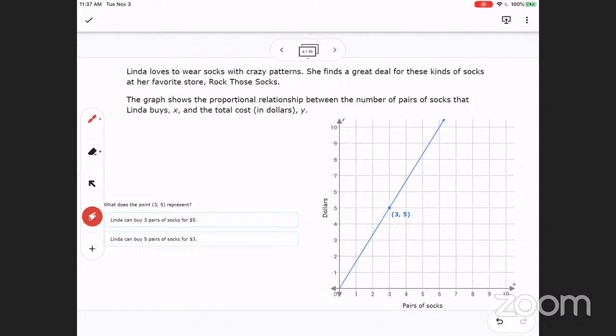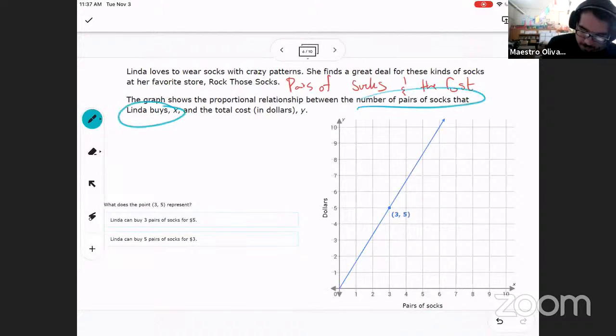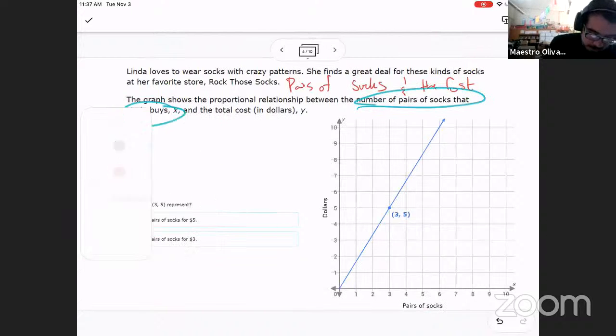Pairs of socks and how much they cost. Pairs of socks. That's all it is. Pairs of socks and the cost. In fact, it doesn't even say anything about the cost, but you're already thinking ahead. The graph shows a proportional relationship between the number of pairs of socks that she buys and the total cost.